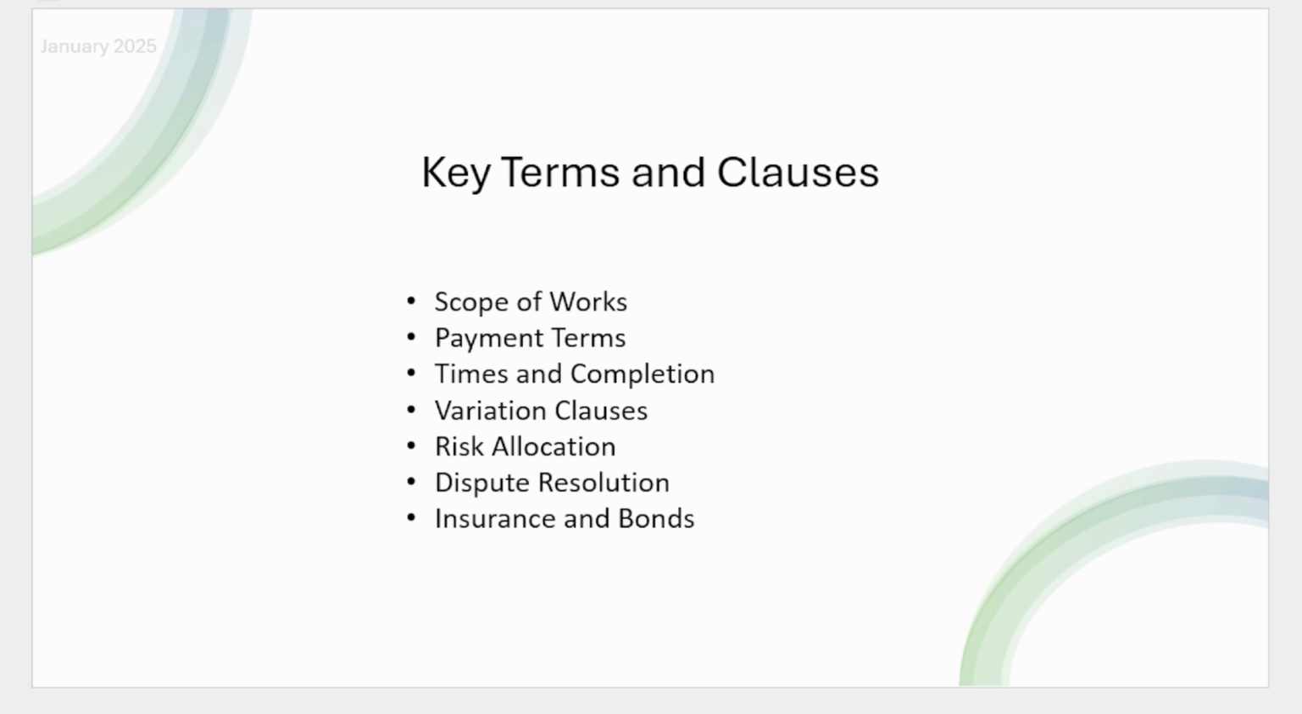Insurance and bonds. This clause outlines the types of insurance required for both parties, such as public liability insurance, workers' compensation, and performance bonds. It ensures that both the client and contractor are protected for unforeseen events that could affect the project.